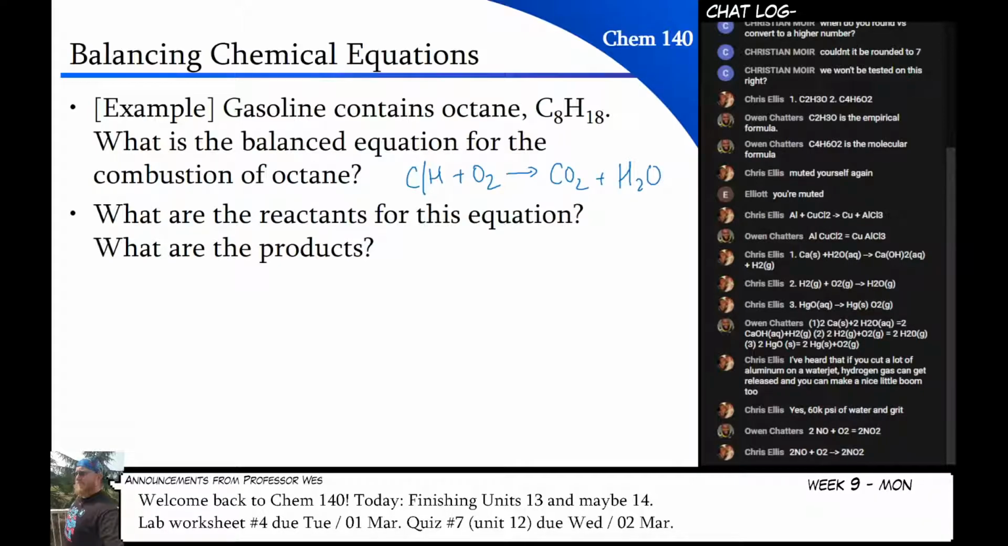So, if I do this reaction, here's my octane, and I react it with oxygen, these will be the products that I get. Can you balance this equation? Of course you can. I would like you to do that.